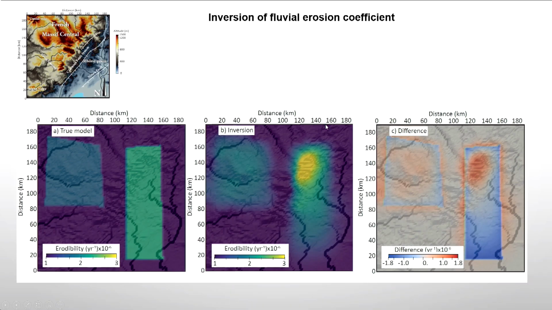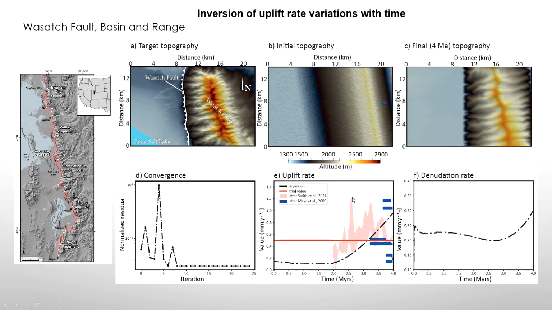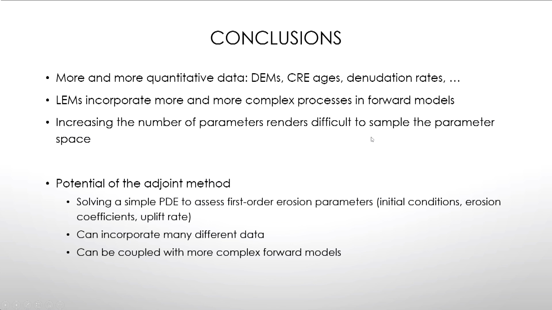And with this method, we can also invert for spatial variability of the erosion parameters. Here is an example of an inversion of the fluvial erosion coefficient in the same area, and you can see that this is the true model and this is the inversion. So in places where the landscape is sensitive to variations of this coefficient, we can retrieve the actual value that was imposed a priori in the forward model. We can do the same also for the initial topography. This is an example of a reconstruction of the initial topography of the model, and also for uplift rate, but I'm going to skip that to reach my conclusion.